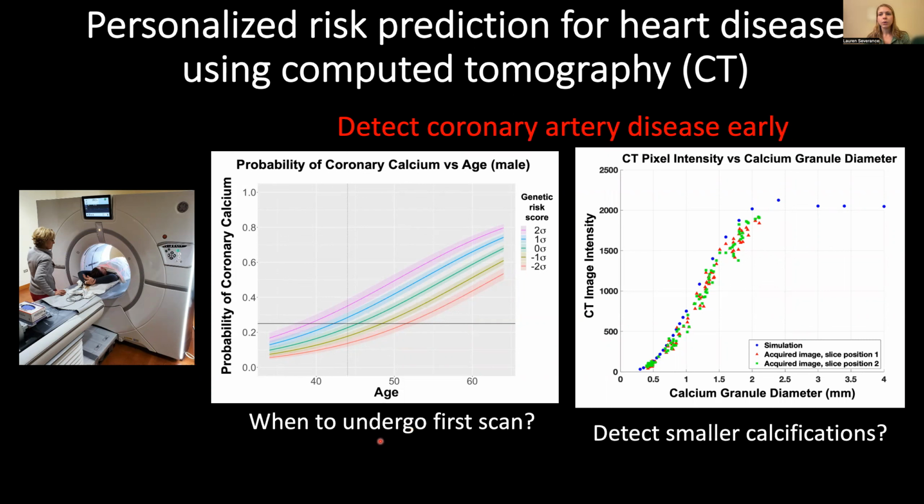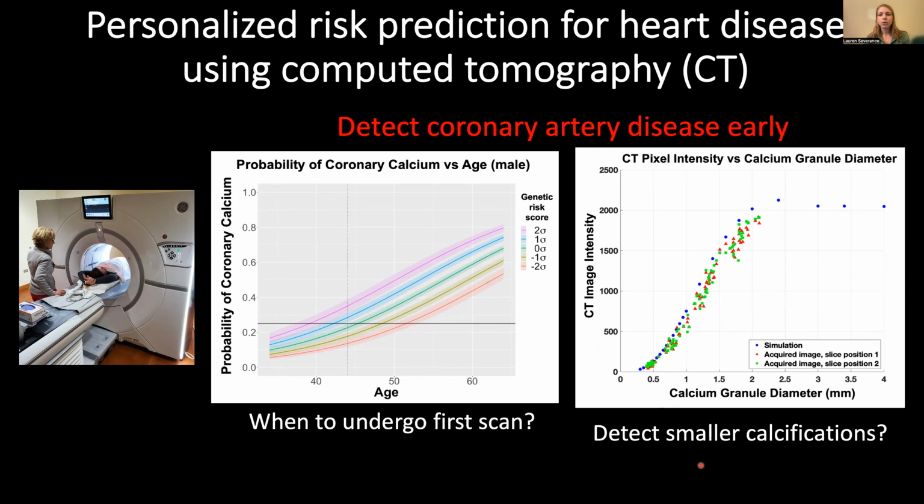The first thing I asked was, when should a patient undergo a first CT scan to screen for coronary calcium? And by combining genetic, imaging, and epidemiological data, I calculated an individual's probability of coronary calcium as a function of age and genetic risk. I found that a male with high genetic risk, represented here by this purple curve, reaches a 25% probability of calcium around age 39, whereas a male with very low genetic risk, represented by the red curve, reaches that same 25% threshold around age 52. And we can use this information to target especially high-risk people for early calcium screening with CT.